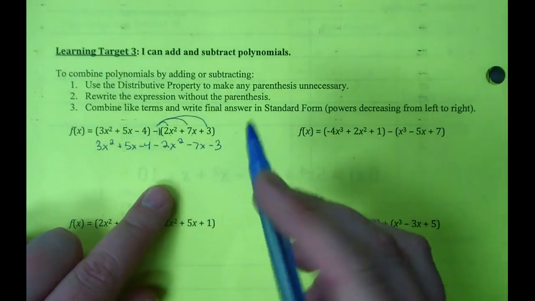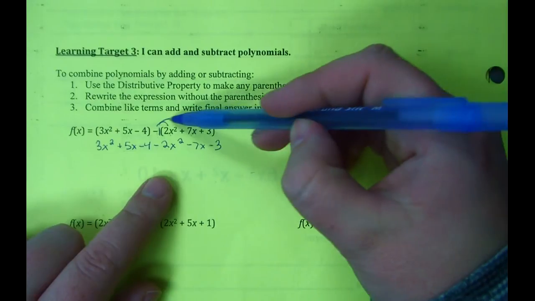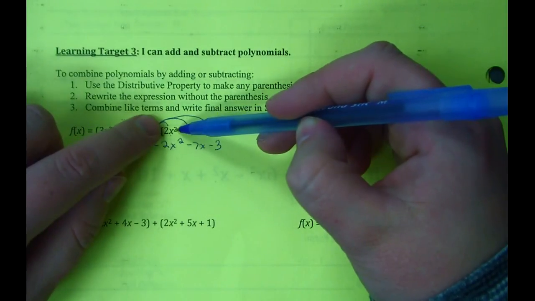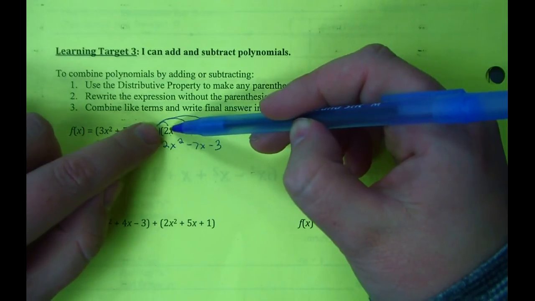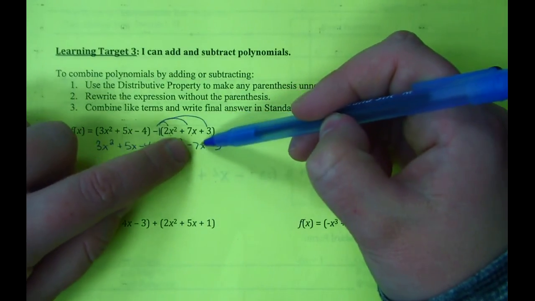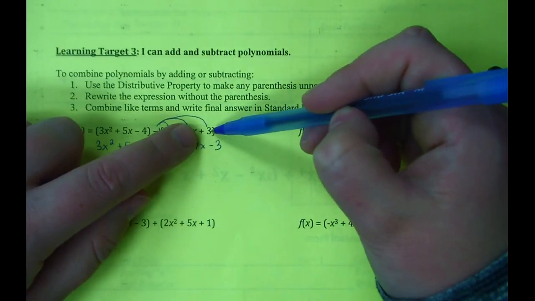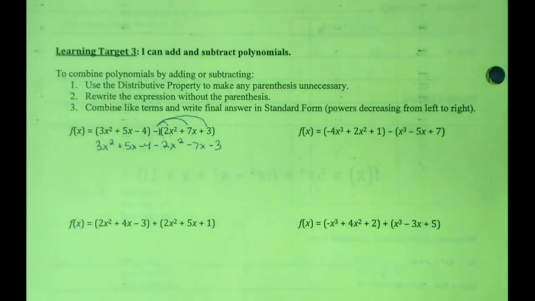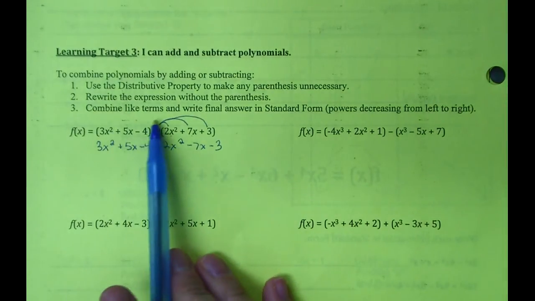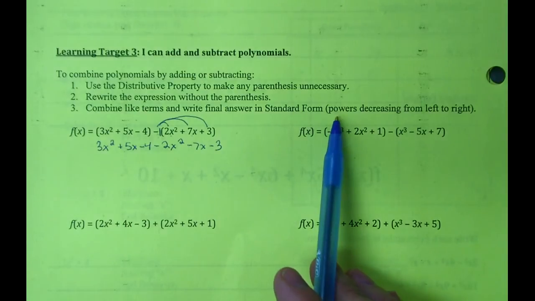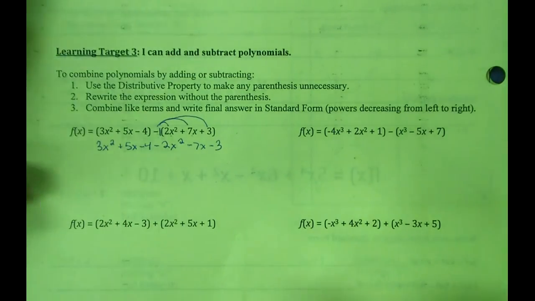So essentially what just happened is all of the signs of these numbers in here flipped. All of the positives became negative. Positive 2x squared is now negative 2x squared. Positive 7x is now negative 7x. Positive 3 is now negative 3. And once I've done that, my last step is to combine like terms and write the final answer in standard form, which means powers decrease from left to right.